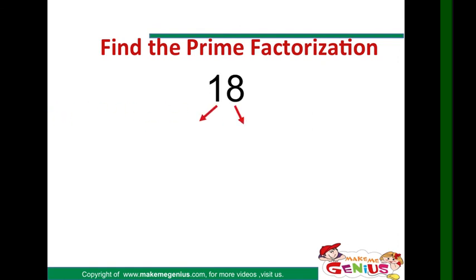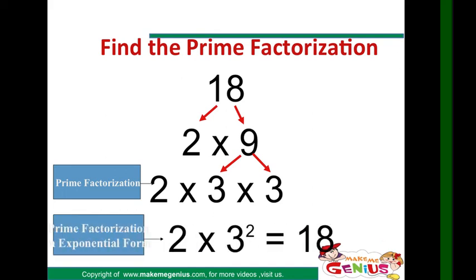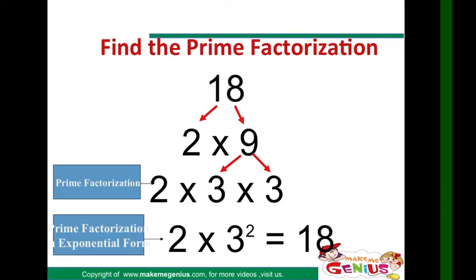18. So, we have 2 times 9. Ang 9 ay composite pa rin. So, i-break down natin into 3 times 3. And this is what we call the prime factorization. Ngayon, meron tayong dalawang 3. So, gagawin natin siyang exponential form and that is 2 times 3 squared equals 18. Now, tapos na tayo sa 3 method ng prime factorization method.